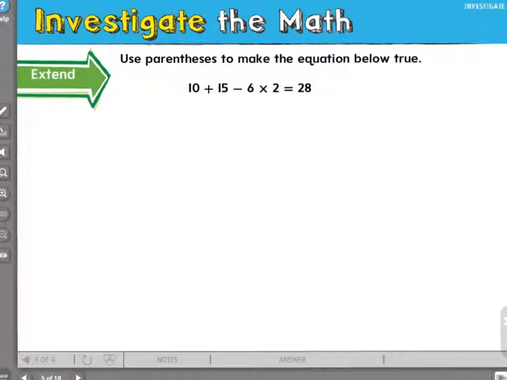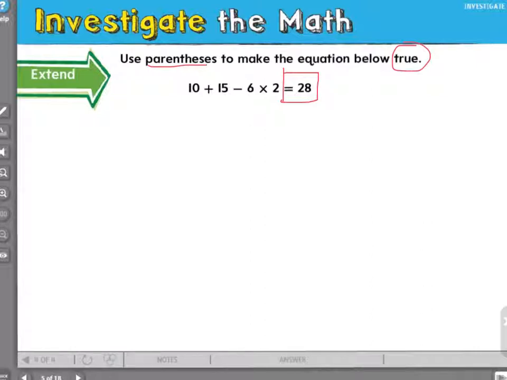Here's another order of operations problem we might encounter. Here we are being asked to use parentheses to make the equation below true. What needs to be true about this equation? Well, it needs to be true that the solution is 28. By adding parentheses, that means we are saying which part of this problem we need to solve first in order for our solution to be 28. The best way to do this is to just guess and check. I like to start at the beginning, place my parentheses, and see where it takes me.